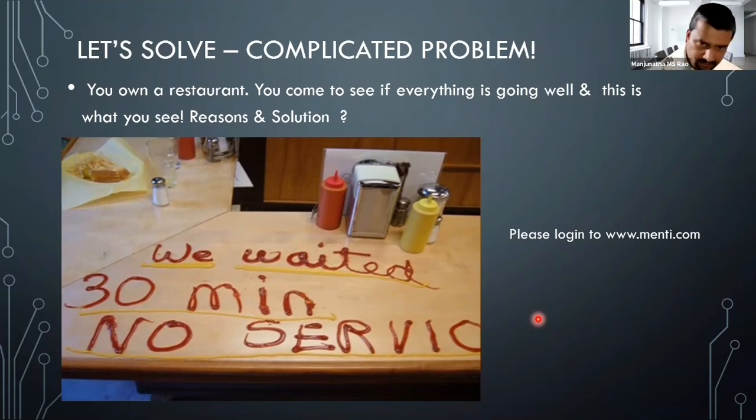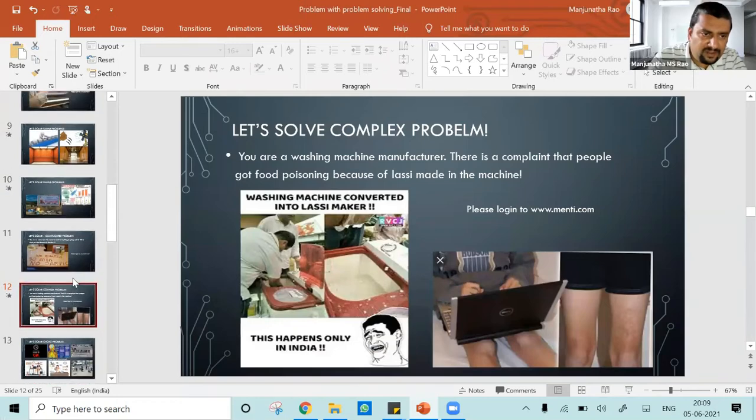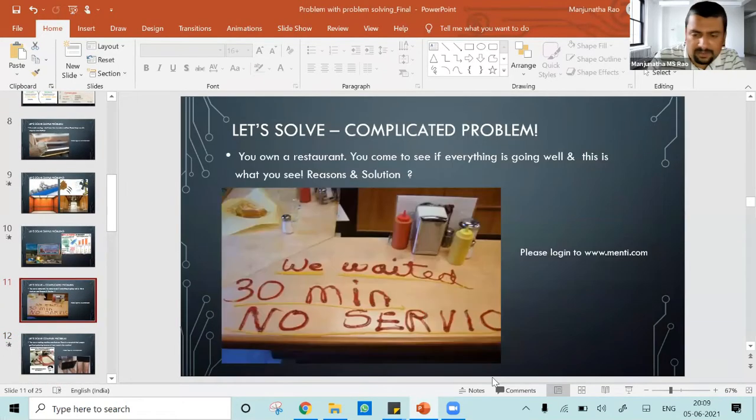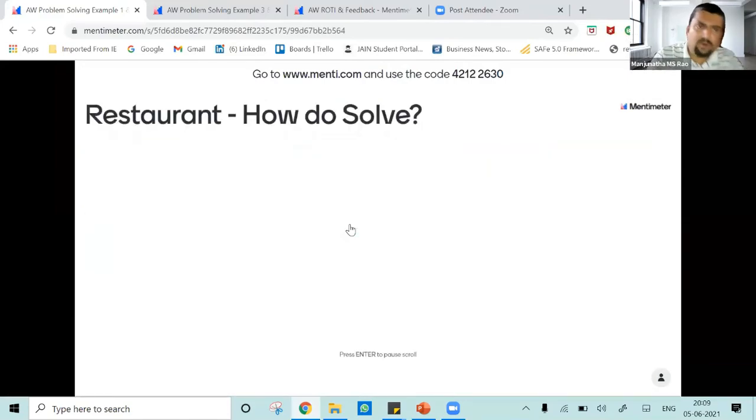What do you do? Again, it's time to check. How do you think this problem can be solved? My request is again go to Menti, the same code. Now I have opened the next question. So I would like you to spend maybe a minute or less than a minute. What do you think could be the problem here? How do you think this problem can be solved?